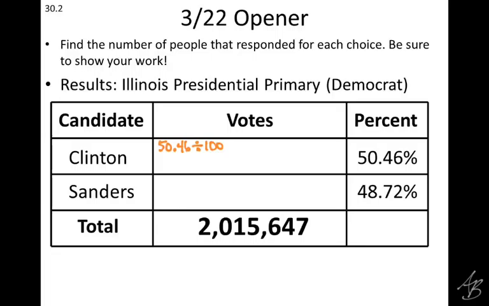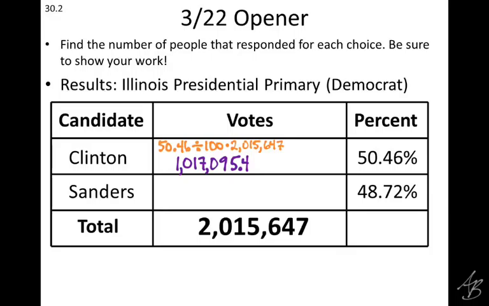So we change the percent to a decimal by dividing by 100, and then we multiply by the total number of voters, which was the 2,015,647. Nice big number there for you, right? Now, the fact that it's a big number doesn't make this problem any harder. You just got to make sure you type it in the calculator correctly. And then the calculator is going to give us what? When we type this into the calculator, we get 1,017,095.4 people voted for Clinton.